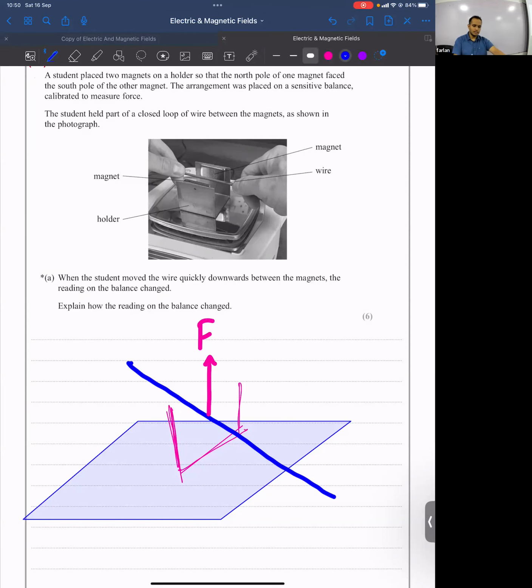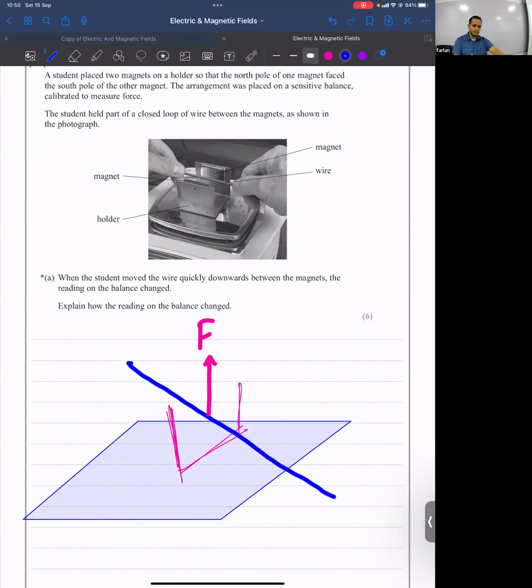So its Newton's third law pair will be the force on the magnet downwards. The magnet exerts a force on the wire upwards, so the wire will exert a force on the magnet downwards. So basically the magnet is being pressed down. So the magnet being pressed down means the balance reading will increase. Exactly.